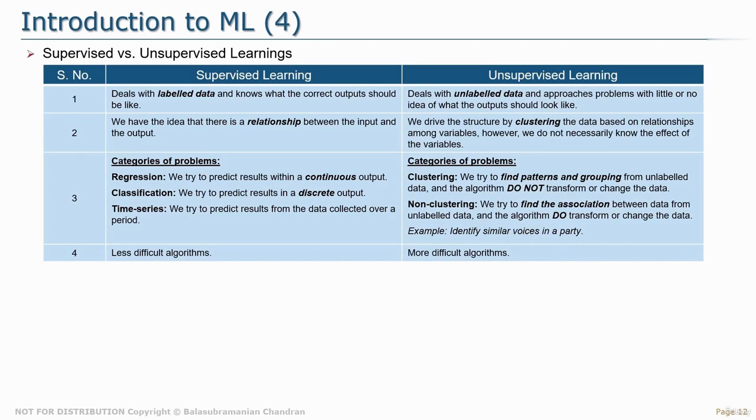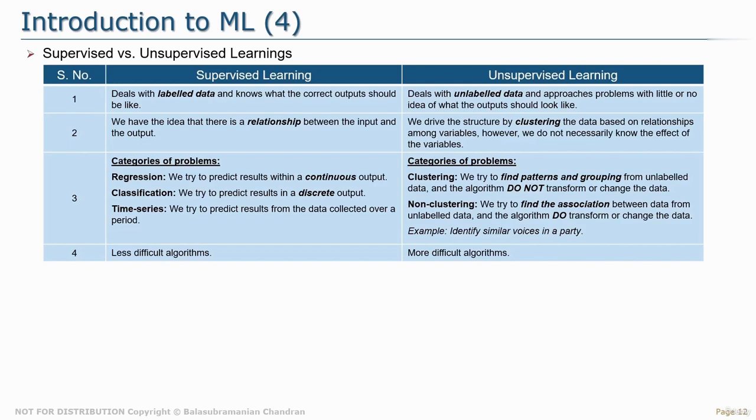Categories of problems in supervised learning. Regression, we try to predict results within a continuous output. Classification, we try to predict results in a discrete output. Time series, we try to predict results from the data collected over a period.